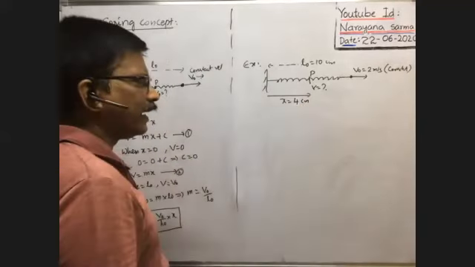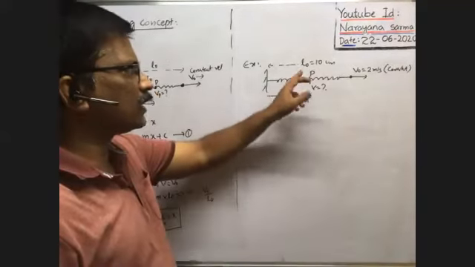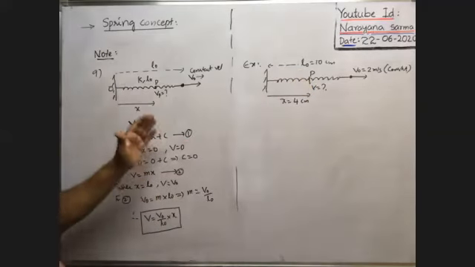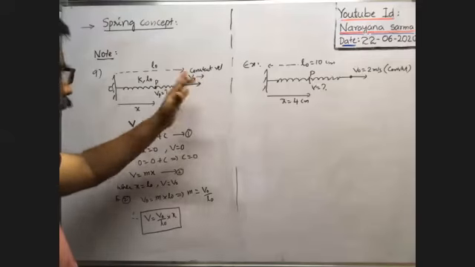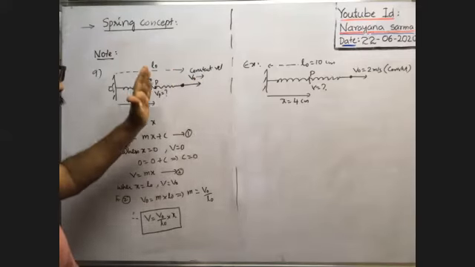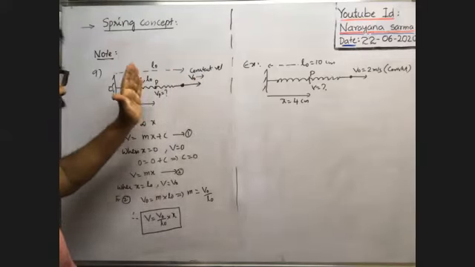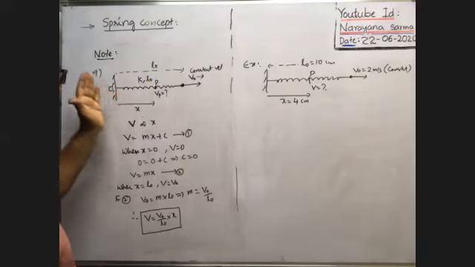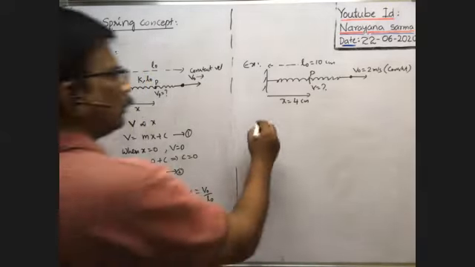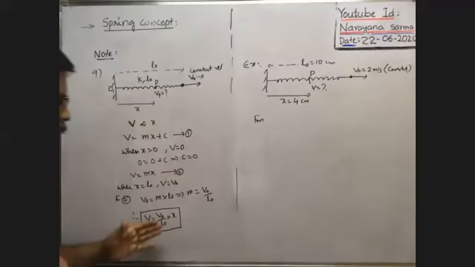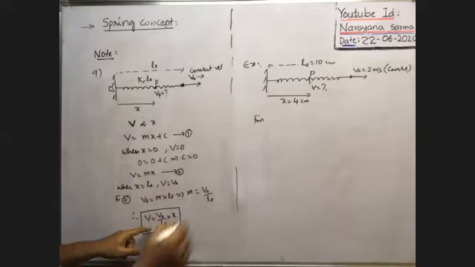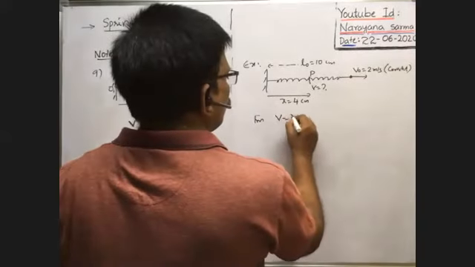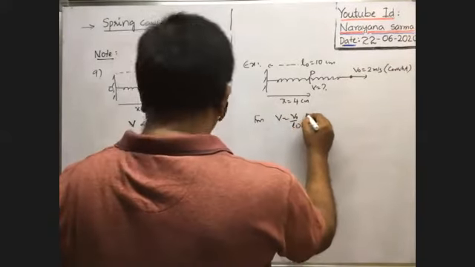At a distance x equal to 4 centimeter, what is the velocity of this point? Already I said, whenever one end of the spring is fixed and the other end is pulled with a constant velocity V naught, then the velocity of this point of the spring at a distance x from the fixed end is, from the formula, V is equal to V naught by L naught into x. Suppose you do not have an idea about this formula, by this method you derive and then you substitute.